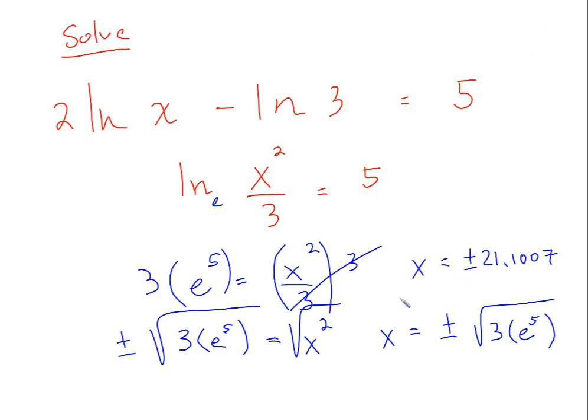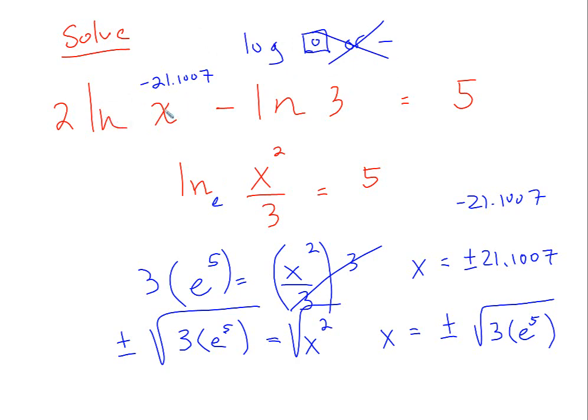Now you have to be careful because of your solutions here. If you take the negative 21.1007, just think of it as negative 21. Can we plug it in here? Can we plug negative 21.1007 into right here? Remember, we can never have a log and have this value here be 0 or negative. This can never happen. Okay?